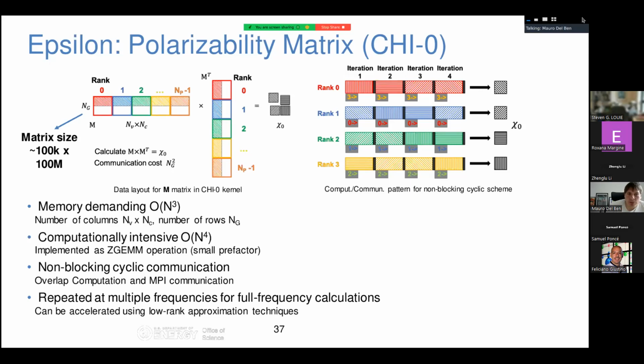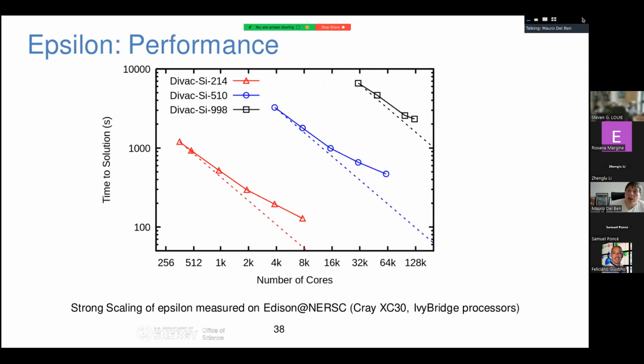I don't want to go too much into the details also because we have a new algorithm which is actually tackling the problem of the cubic scaling. So here is the performance of epsilon. We are showing on a multi-core architecture 3 systems of increasing size. We go from a di-vacancy in silicon with 214 atoms, then we essentially double the size to 510, up to almost 1,000 atoms. You can see that we scale pretty much linearly over a wide range of number of cores, and we can reduce the time to solution to the order of minutes, depending on the system size, by using the appropriate number of resources.